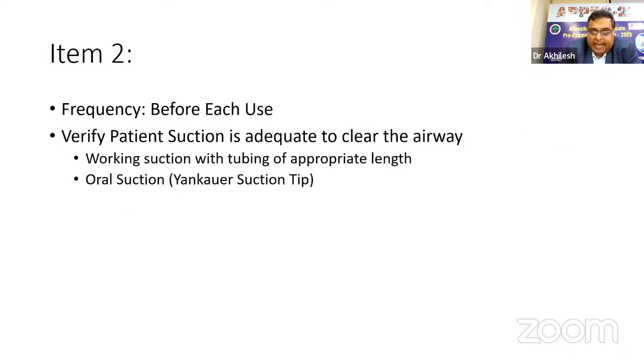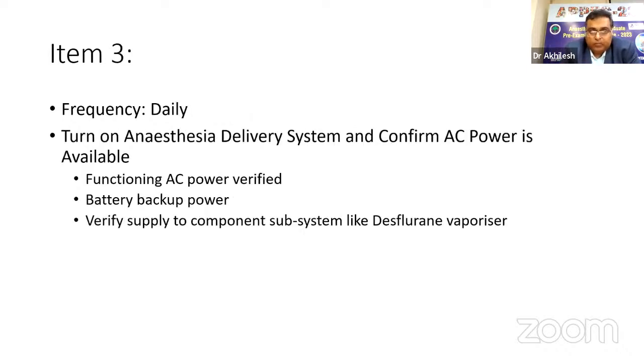Coming on to the second item, it has to be done before each use. Two things are required before you touch the machine: one is the Ambu bag and another is suction. So verify patient suction is adequate to clear the airway. You should have a working suction. And important with suction is that you should have tubing of appropriate length also. And the oral suction should be there.